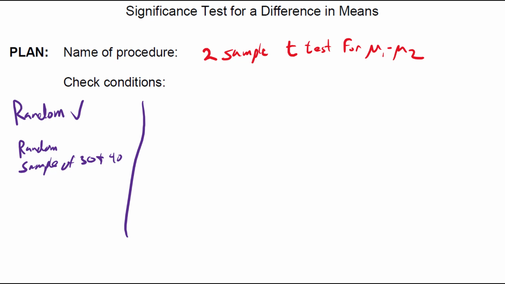Now let's look at our 10% condition, as we've always been doing as well. Random for sure, and then our 10% condition, in which case we took a random sample of 30 receipts from stores with labels. So we're going to say that's less than 1/10 of all receipts.